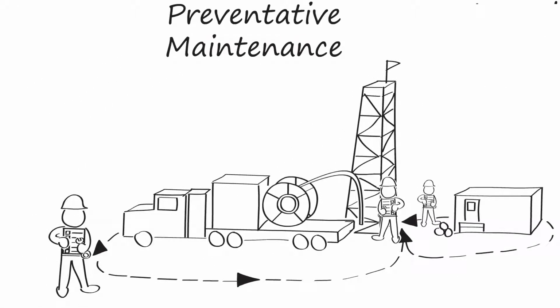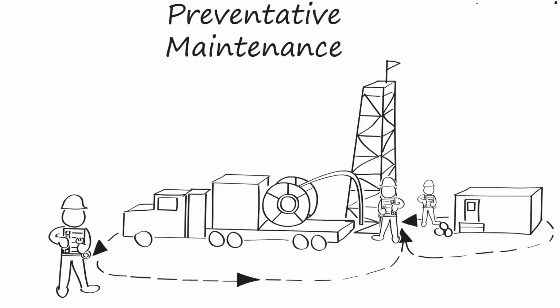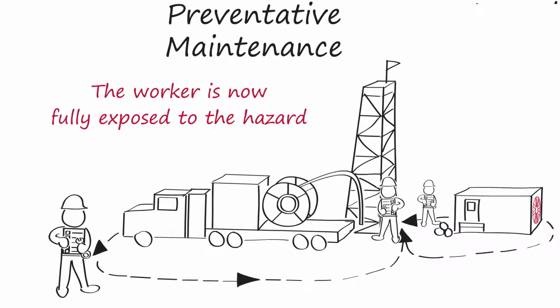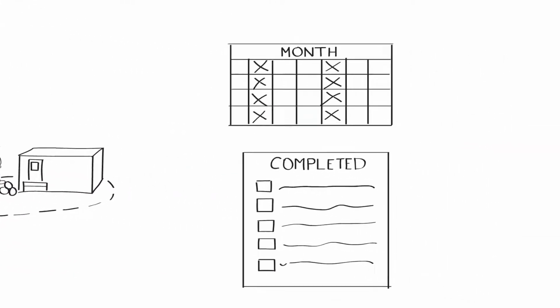Preventative maintenance is an important part of a larger hazard control system. When equipment fails, new and possibly unanticipated hazards are often created. Or if the equipment is part of an engineering or administrative control or a piece of PPE, the worker is now fully exposed to the hazard. Preventative maintenance is the key to avoiding both of these outcomes.